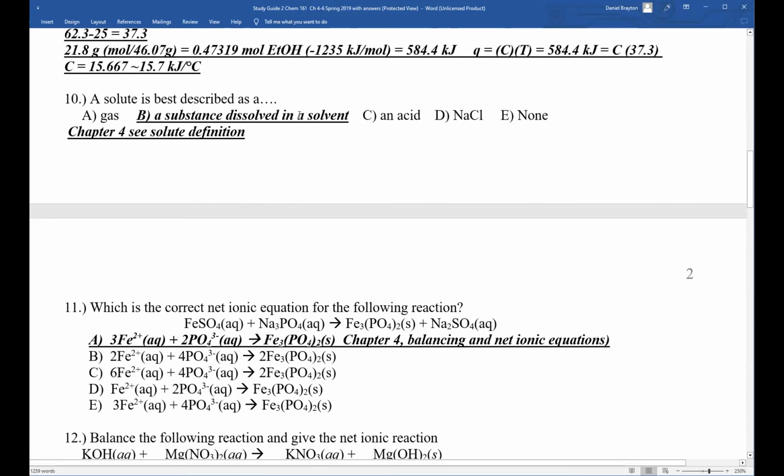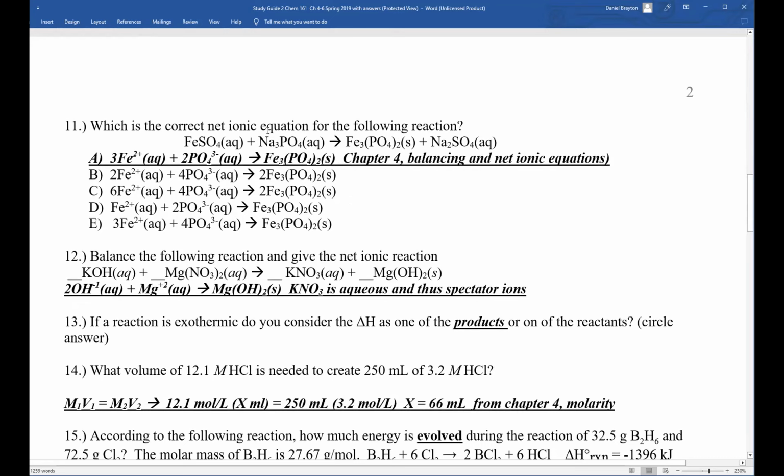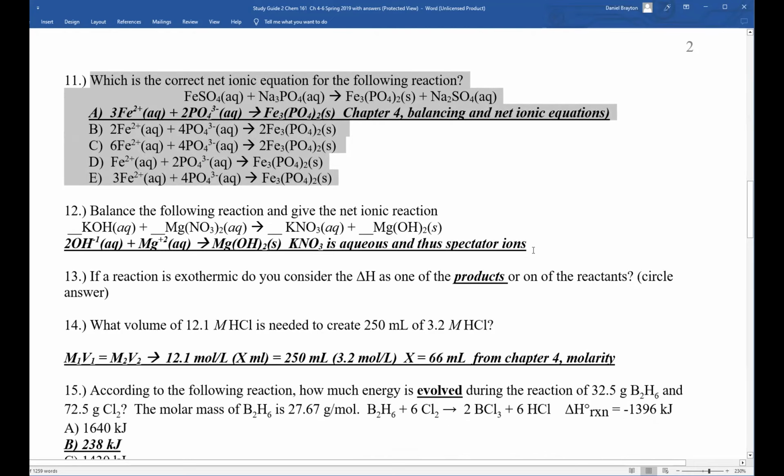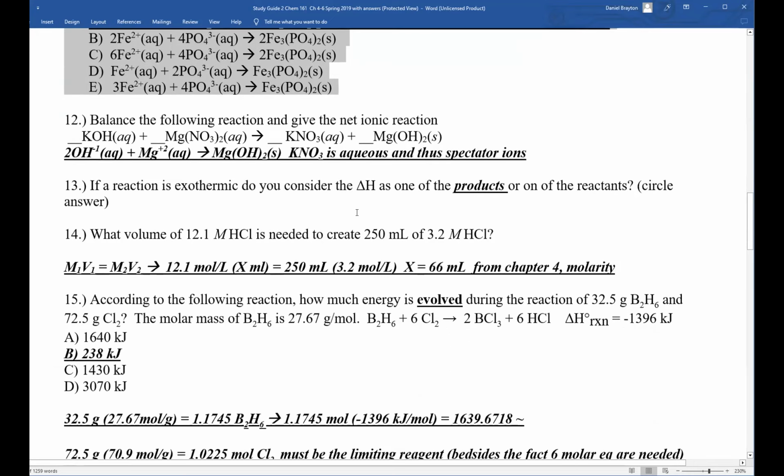I think we covered equations. This might have been from a chapter I didn't quite finish last year, but we did it before we went on to gases. So this would have been a problem for the last exam, not this current one. Same with 12. So you can skip 11 and 12.